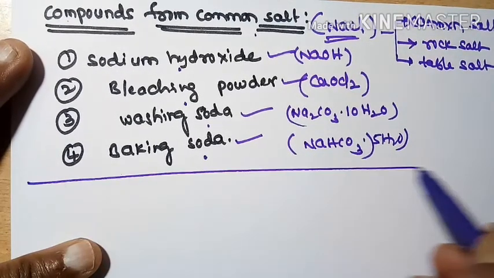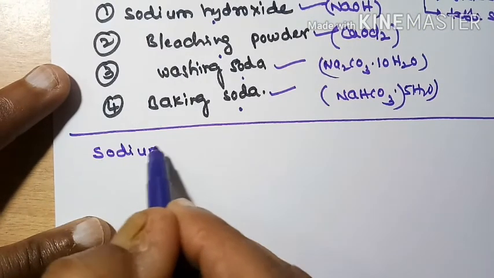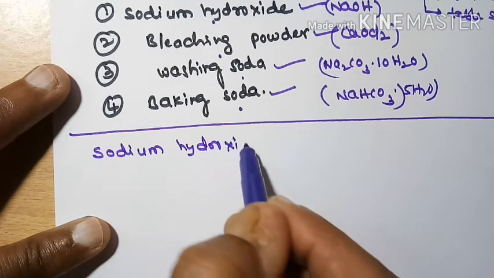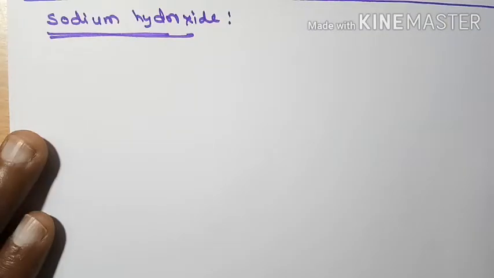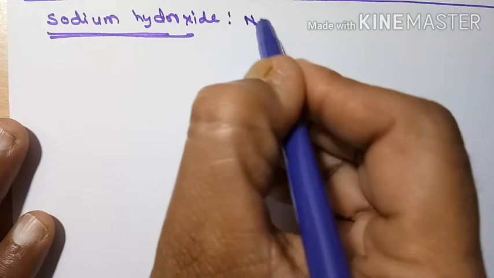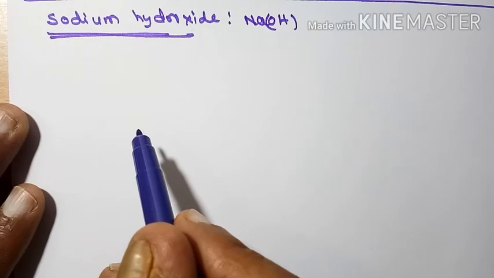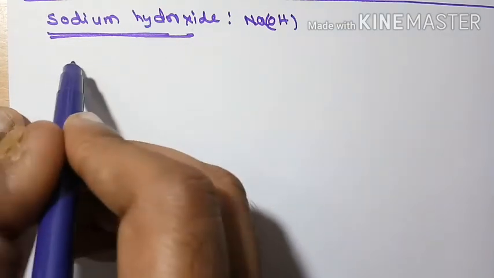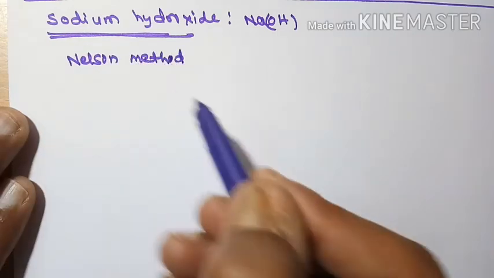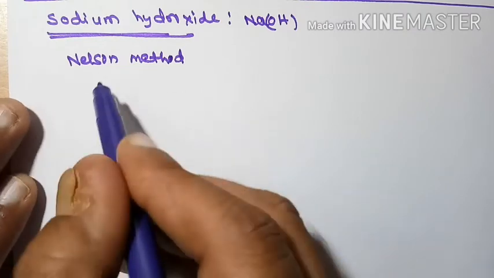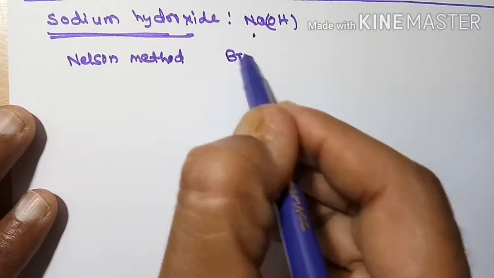Now let me take the first compound, sodium hydroxide. How do we prepare sodium hydroxide? Let me discuss. The formula is NaOH. We prepare sodium hydroxide by the Nelson method. In our 10th standard we have the Nelson method. Along with this, the Castner-Kellner method is also present, but we have the Nelson method. In this Nelson method, we prepare sodium hydroxide from brine solution.